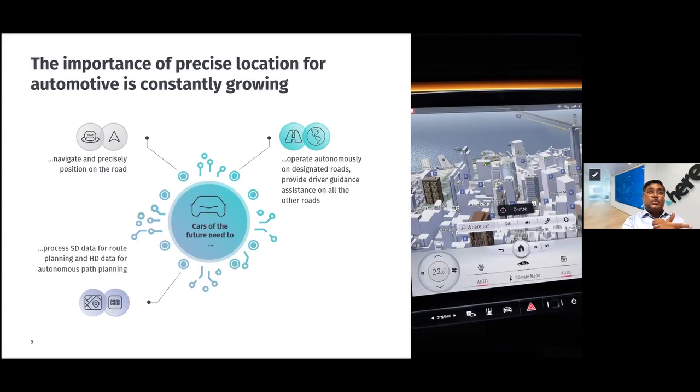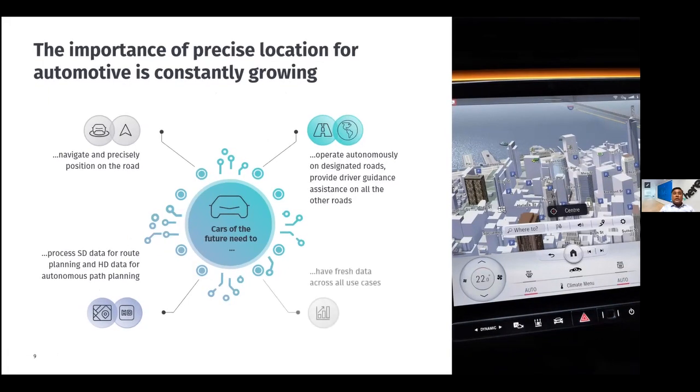This definition between automated driving zones and the rest of the roads needs to be done in advance, in order to avoid a dangerous situation where the driver overestimates or misreads the intention of the system. And last but not least, it is important to have fresh data across all these use cases that we have spoken about.